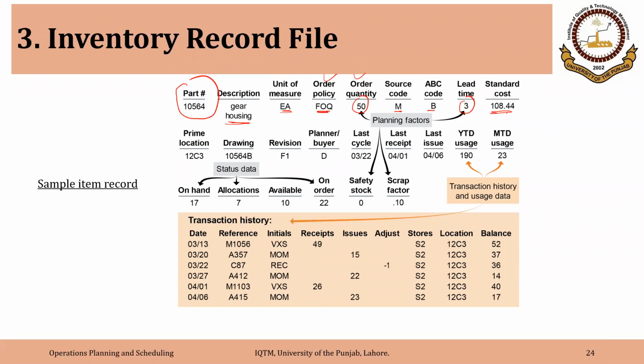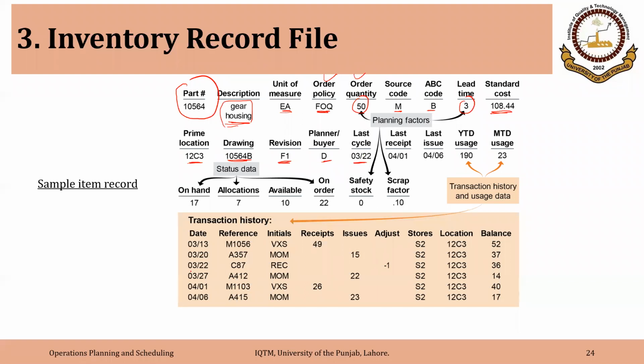The standard cost is 108. The prime location where this is stored is this warehouse, or the store 12C3. The drawing number of this gear housing is this. And there is the revision number and the planner or buyer, the code for the planner or buyer. Now the last cycle counting of this component gear housing took place on 22nd March.